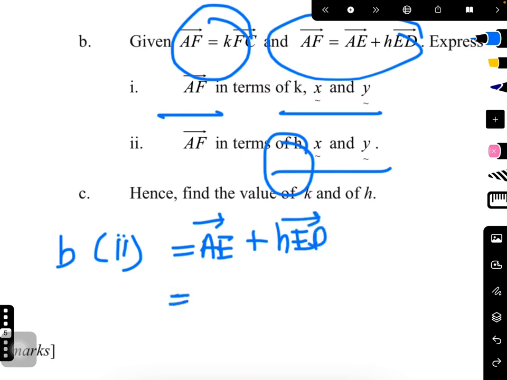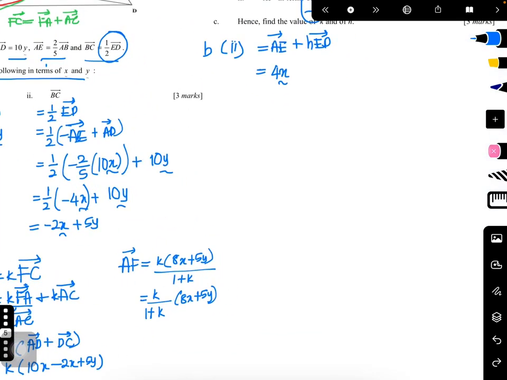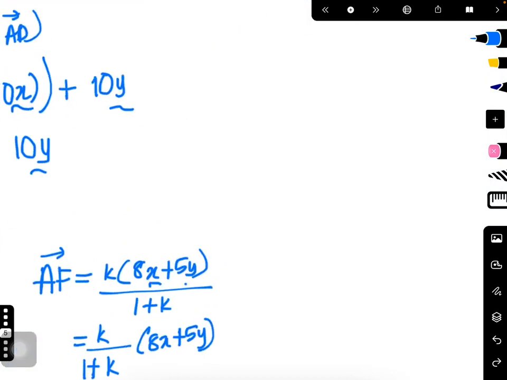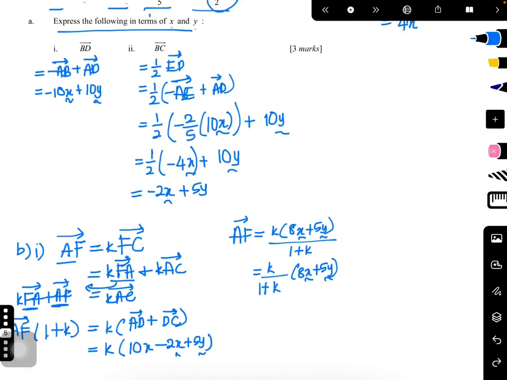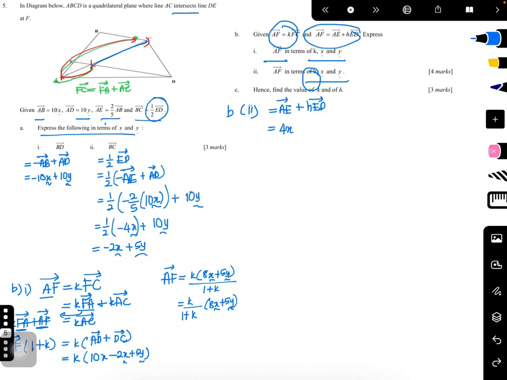What is AE? AE is 4x. Where did I get this? Oh, I forgot to put the notation again. But you have to put the notation in order to get it correct. Where we get AE is mysterious, right? It's not mysterious actually, because AE we got before, it is 4x.